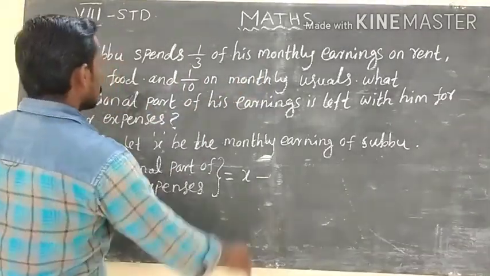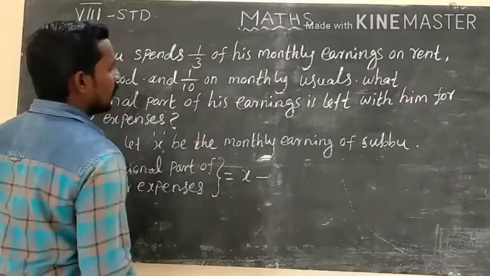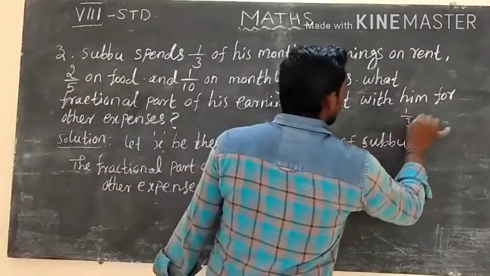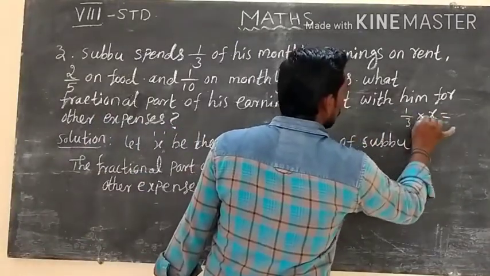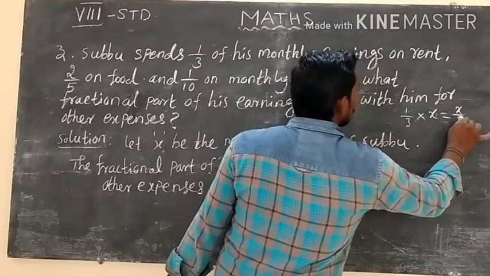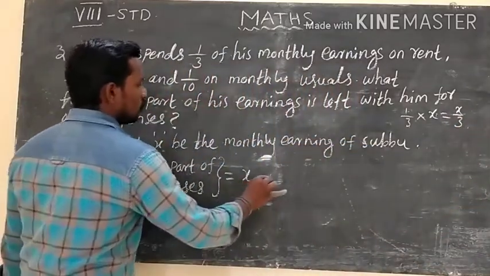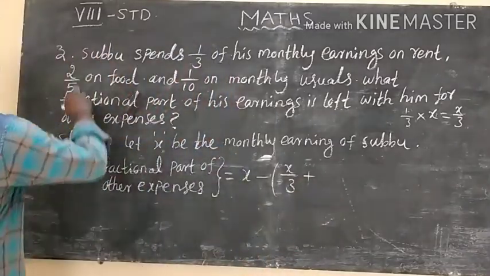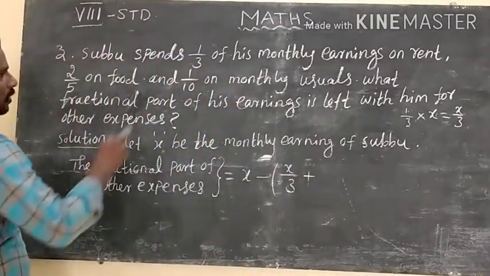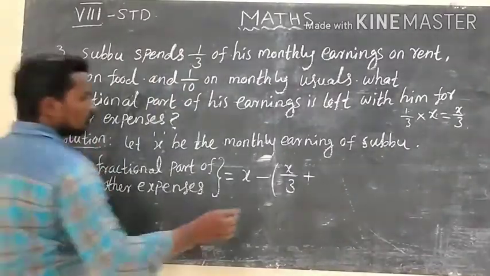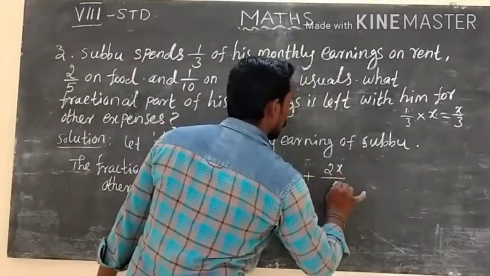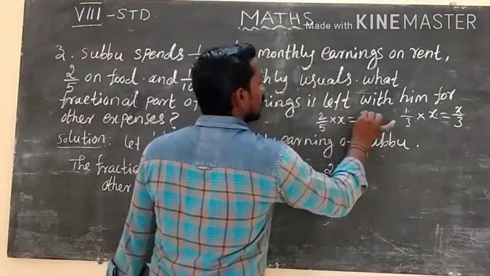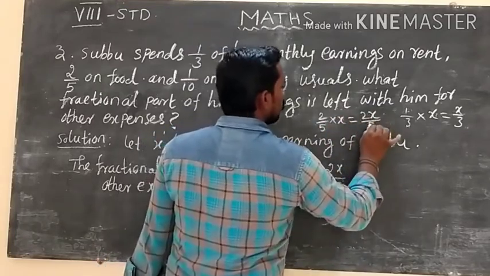Rent is 1 by 3 of the monthly earning. The monthly earning is X, so 1 by 3 of the monthly earning is 1 by 3 into X, that means 1x or X by 3. Have you understood? Then food is 2 by 5 of the monthly earning, which can be written as 2x divided by 5, because 2 by 5 into x is 2 into x, 2x by 5.